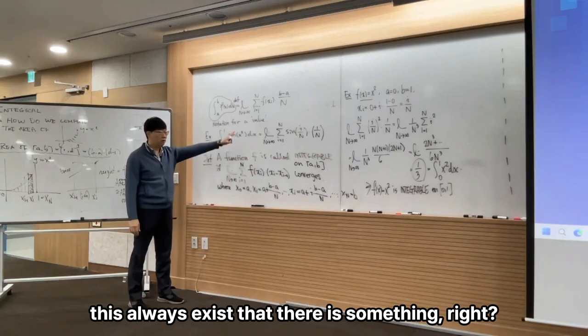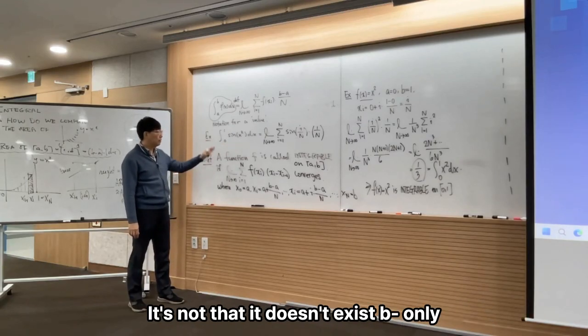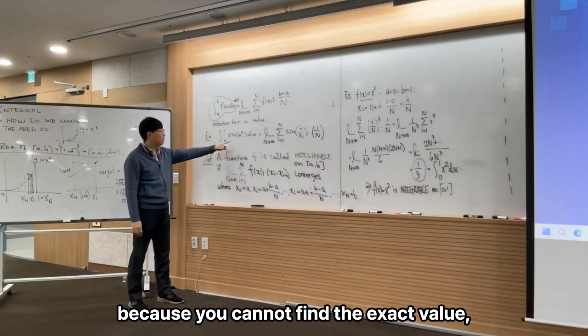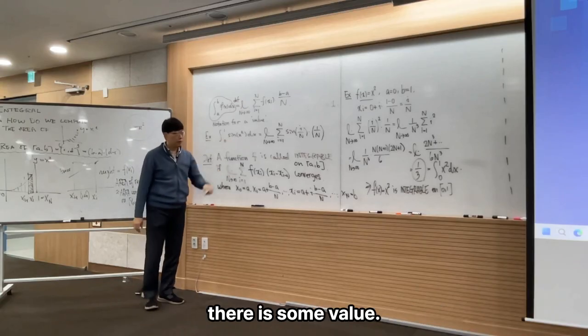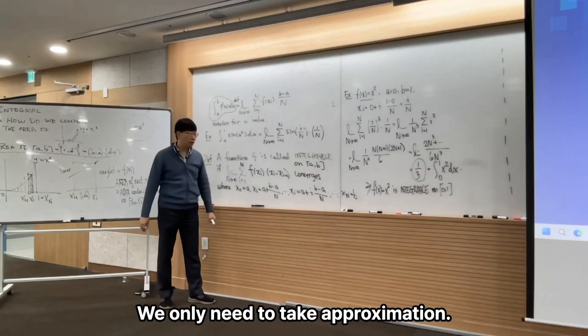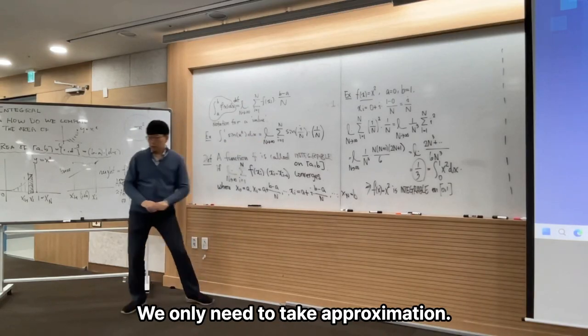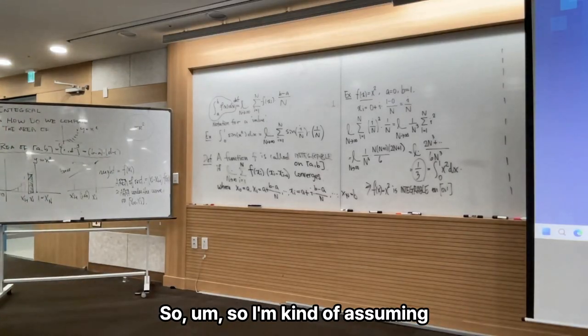It's so simple. This always exists. There is something, right? It's not that it doesn't exist only because you cannot find the exact value. There is some value. We only need to take an approximation.